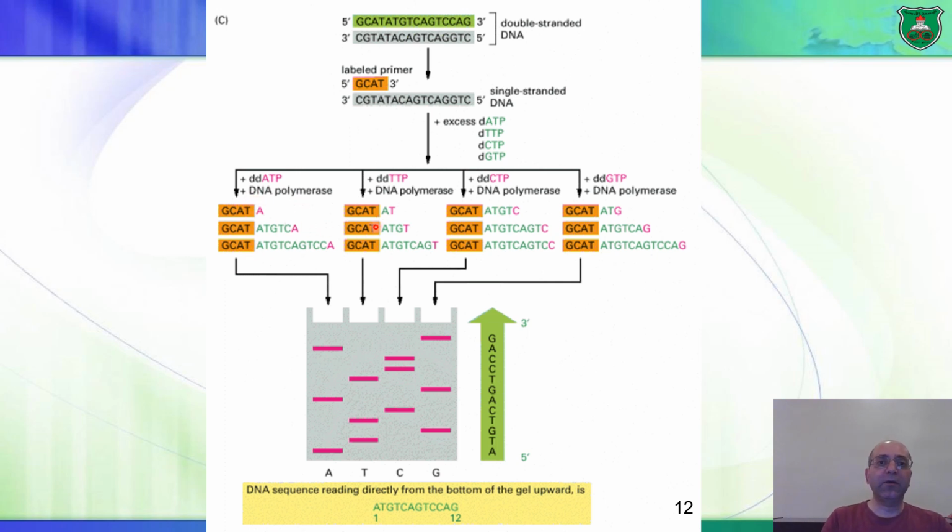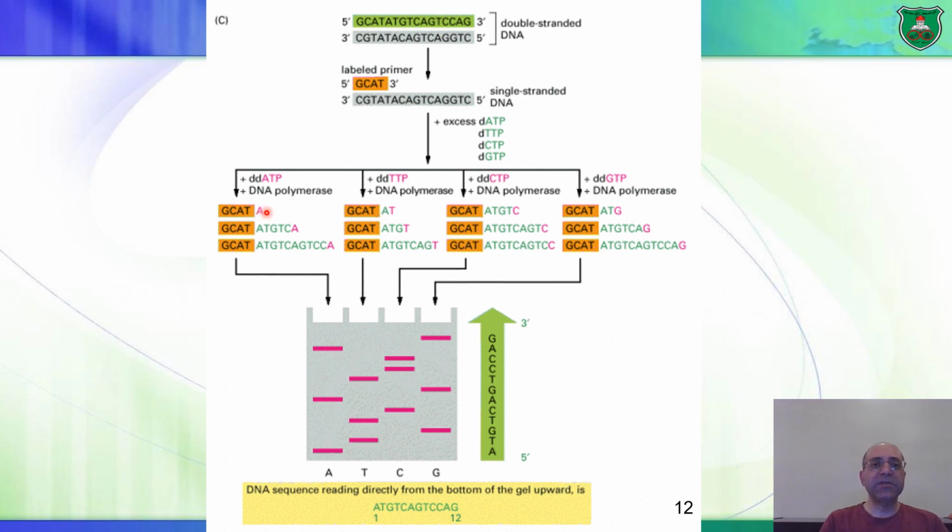Now, same thing with the other tubes right here. So here we add the dideoxy TTP, so the fragment ends with a T. Okay, here the fragment ends with a C, and so on. Now notice that the primer is labeled, right? It gives us a signal. So we separate the DNA fragments in a gel using gel electrophoresis, and the fragments are separated according to size.